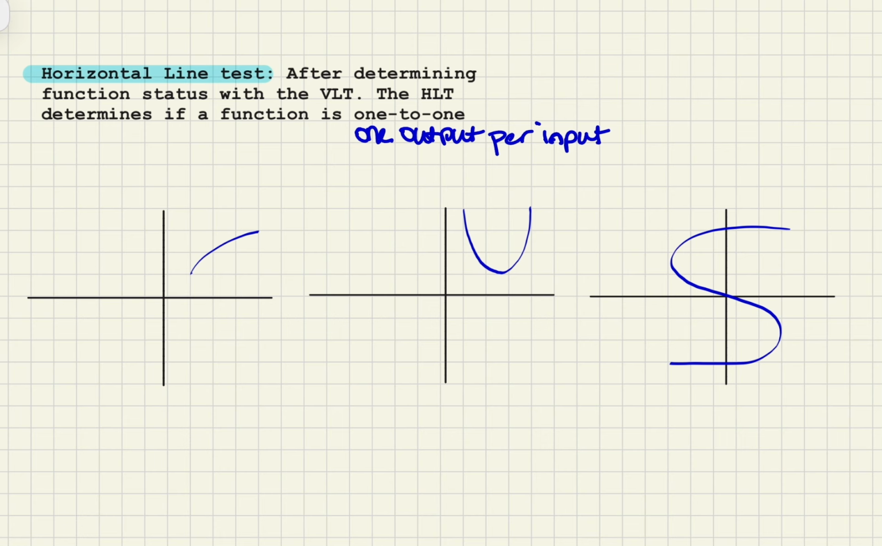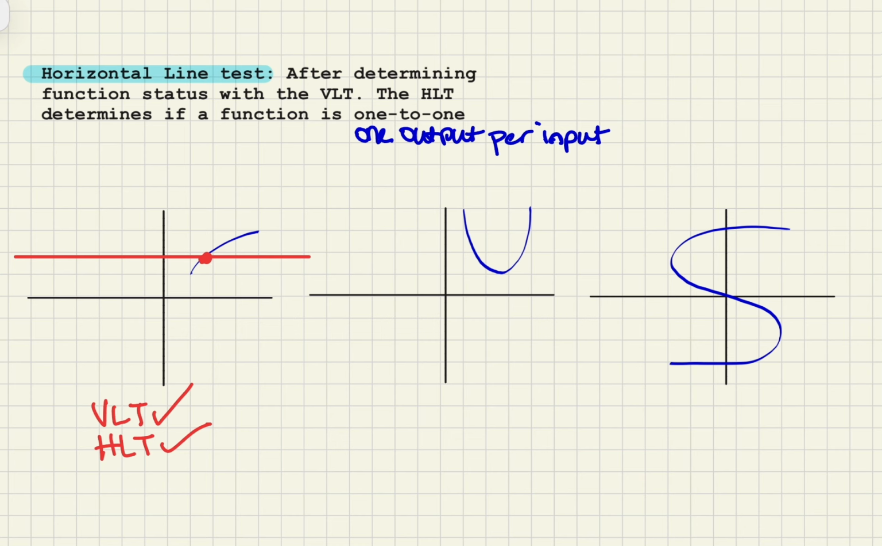First, we're going to check if it's a function. Okay, it passes the vertical line test. Now we can move on to our horizontal line test. We see it only hits 1 point on our horizontal line. So it passes the vertical line test, so we know it's a function, and it also passes the horizontal line test. So we also know it's one-to-one.